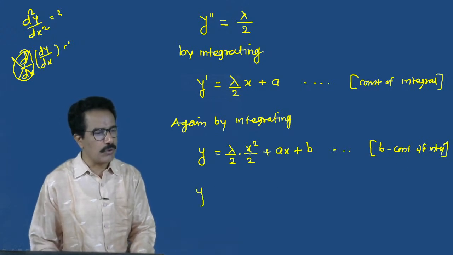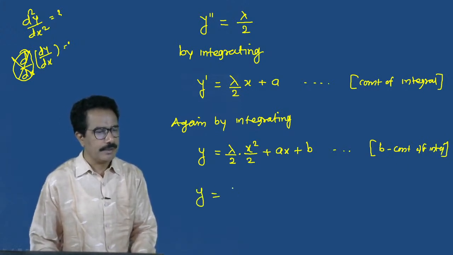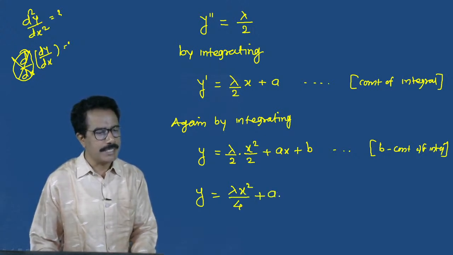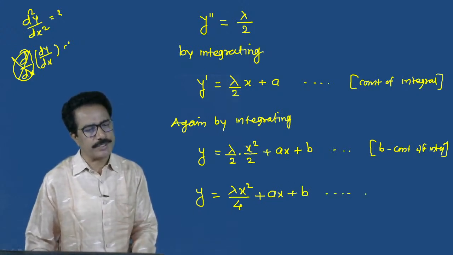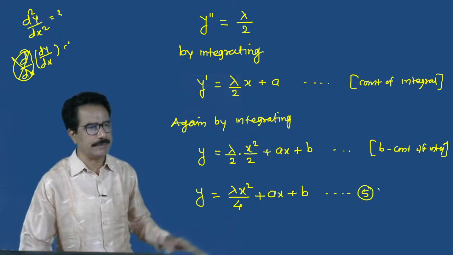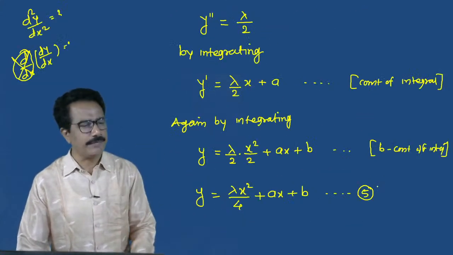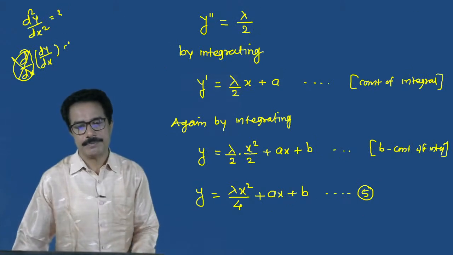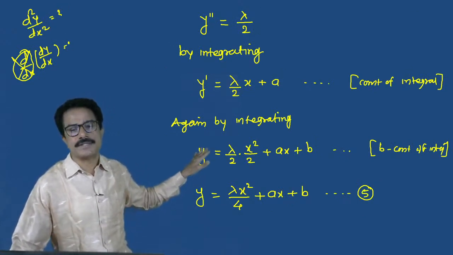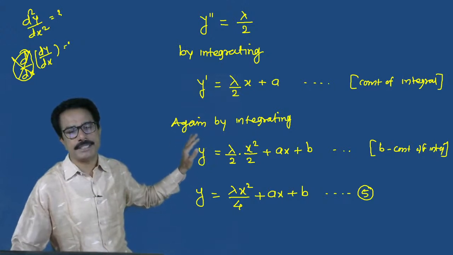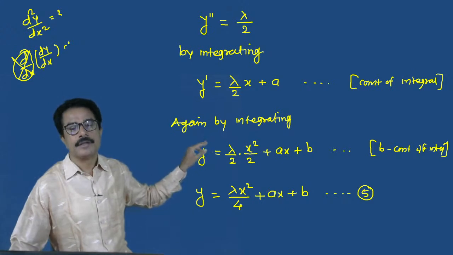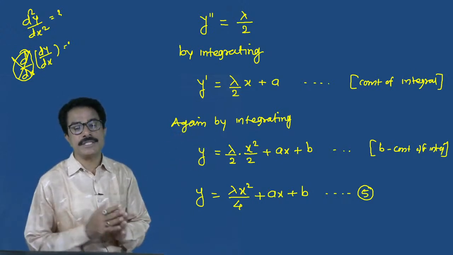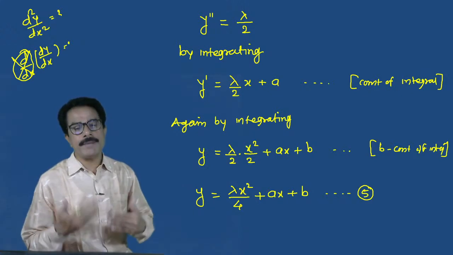Okay. So y is equal to lambda x square divided by 4 plus ax plus b. Suppose this is equation number 5. Now here in this equation, there are 3 arbitrary constants, that is lambda, a and b.